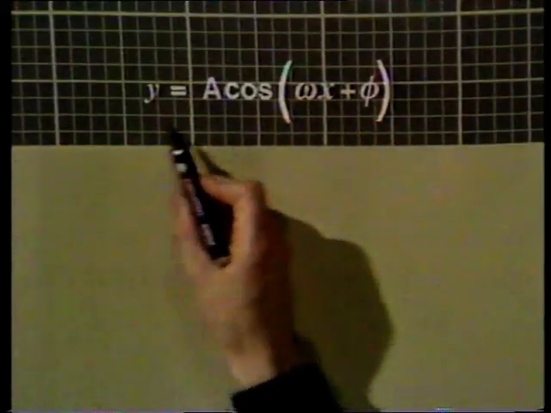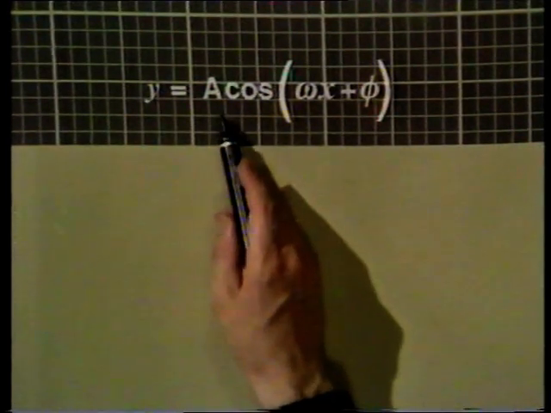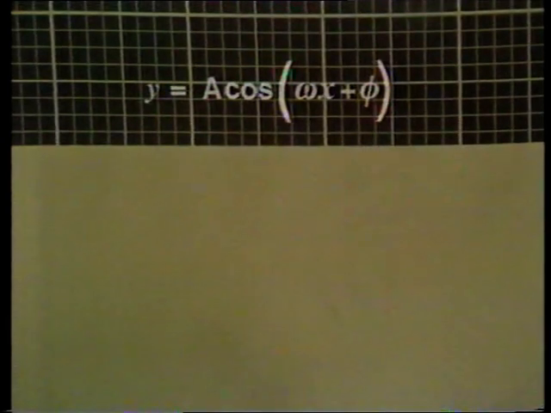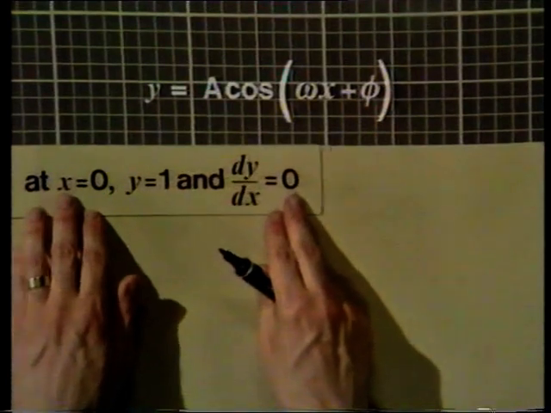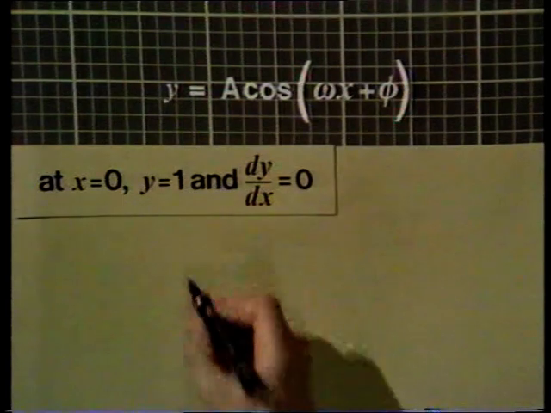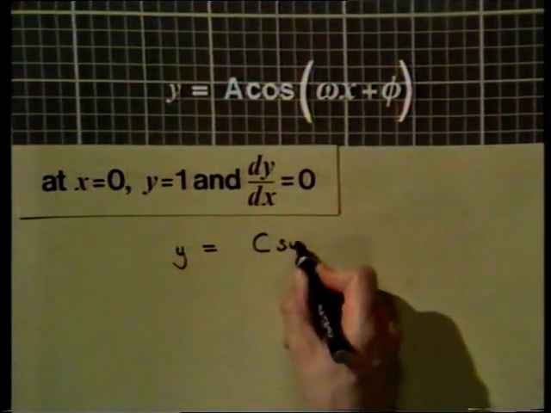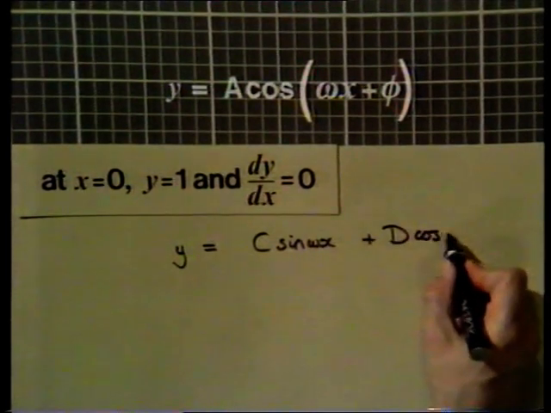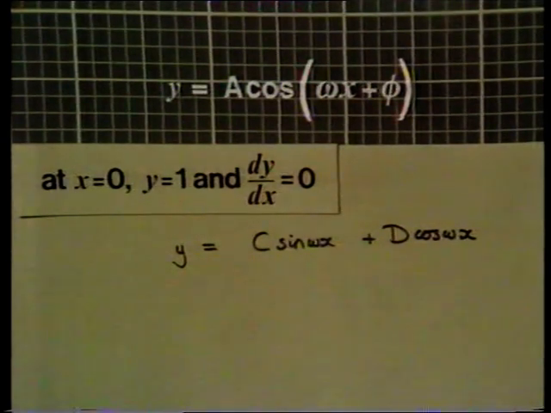This is the general solution to the differential equation. It includes two arbitrary constants, a the amplitude and phi the phase. And what I want to do is to pick a and phi to satisfy these conditions. Well, actually, I find it more convenient to use the other form of the solution that involves sines and cosines, where C and D are the arbitrary constants here.